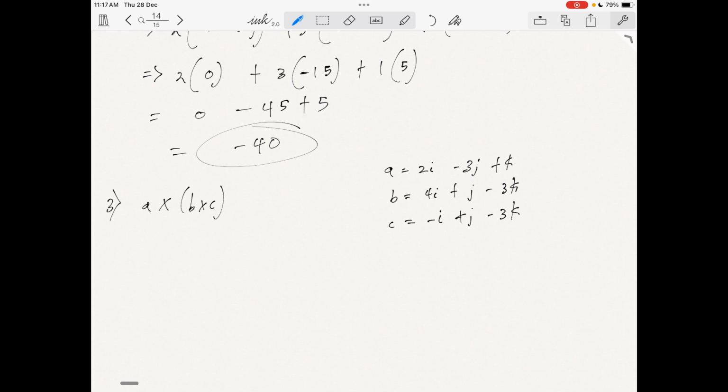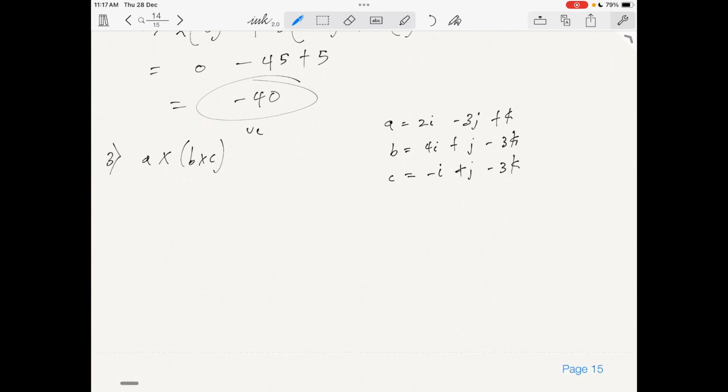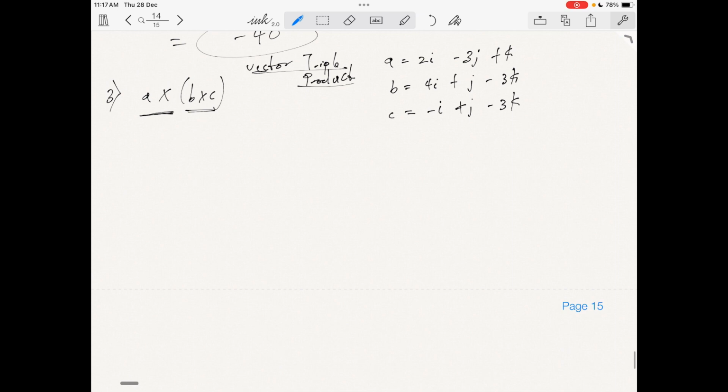Now, in the vector triple product, the only way to solve it is to solve bit by bit. So we take B cross C first, then with the result we take its cross product with A. So let's look at B cross C. With that, now let's do B cross C.